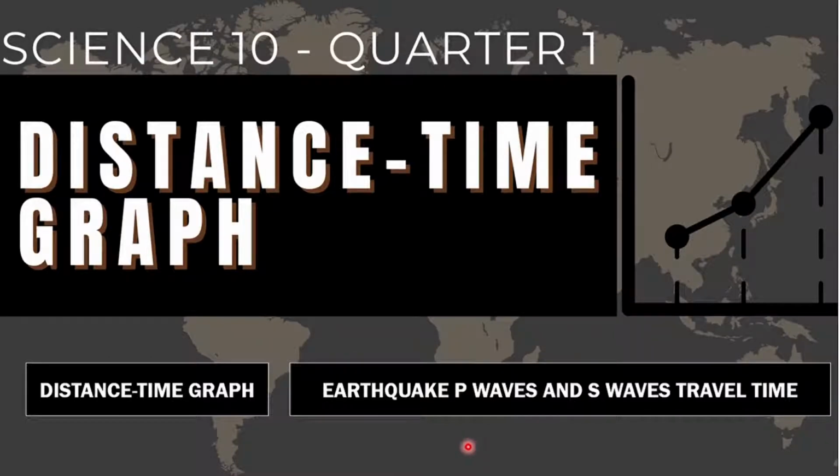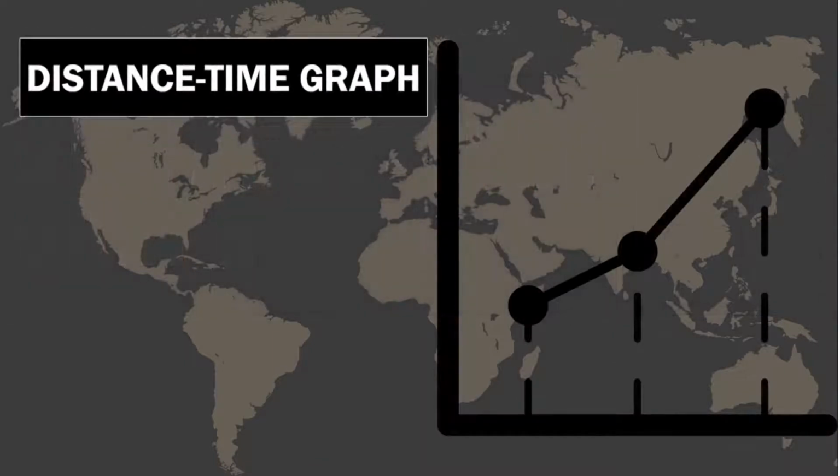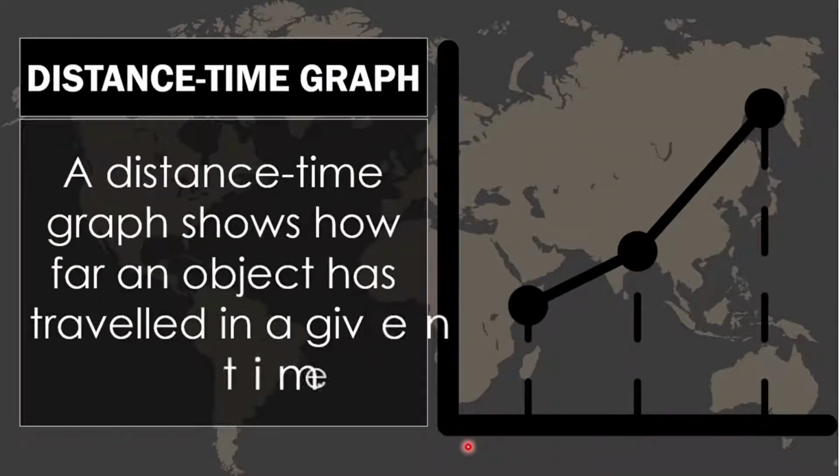In this video lesson, we will discuss the distance time graph and how to find the difference between the arrival time of P waves and S waves at a seismic station. Distance time graph. A distance time graph shows how far an object has traveled in a given time.